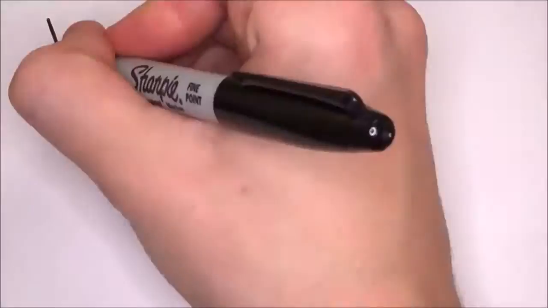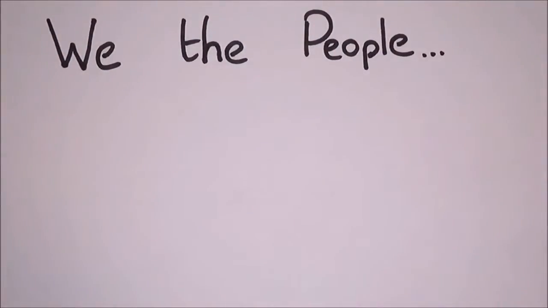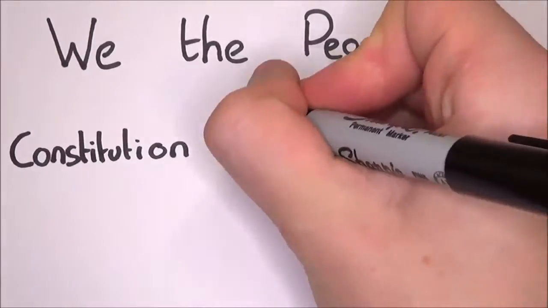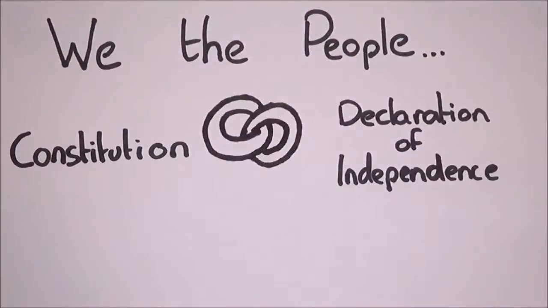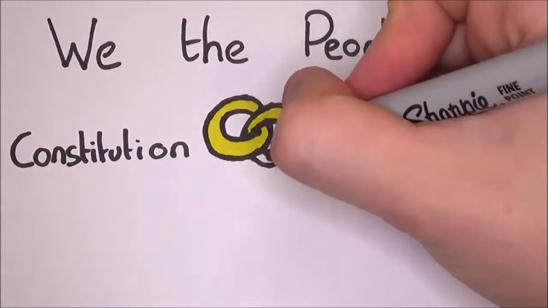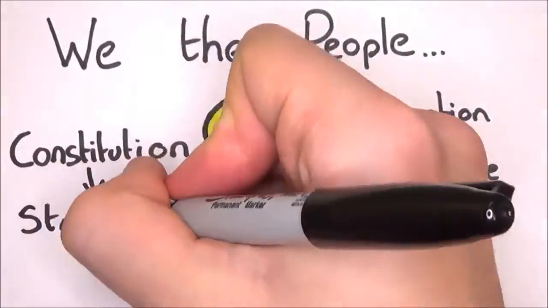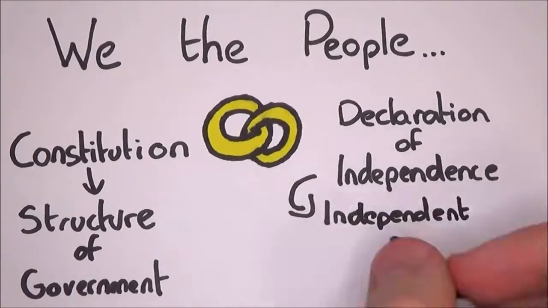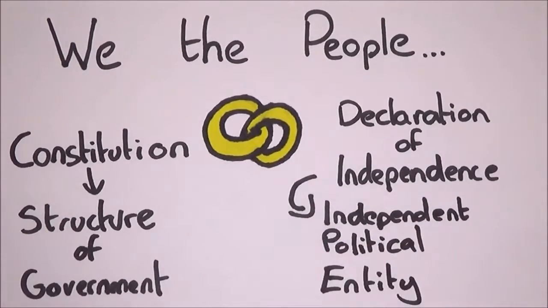The Constitution may be the most important document in the USA, that and the Declaration of Independence. And yes, there is a big difference between them. The Declaration of Independence makes the USA an independent political entity, basically making them a real country, and the Constitution sets out the structure of government along with the Federalist Papers.